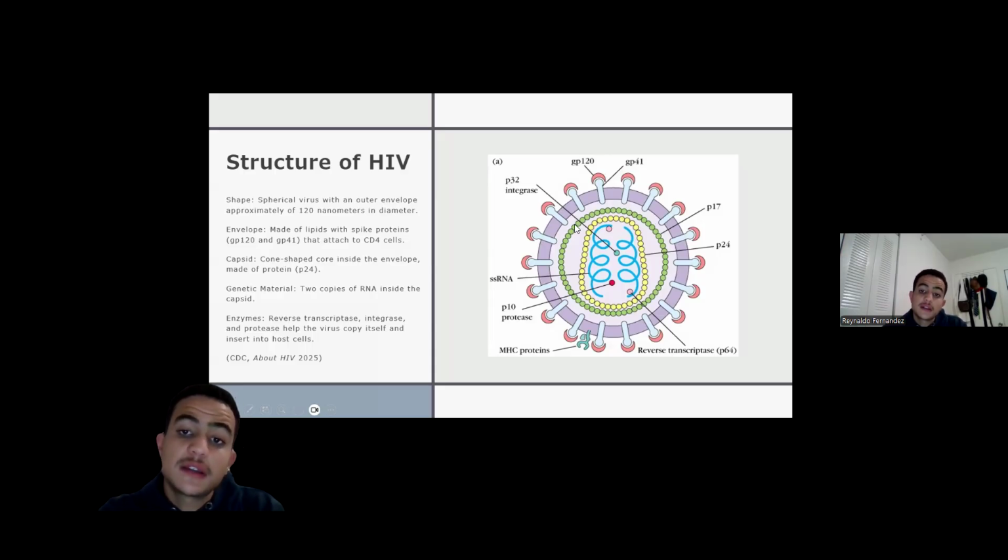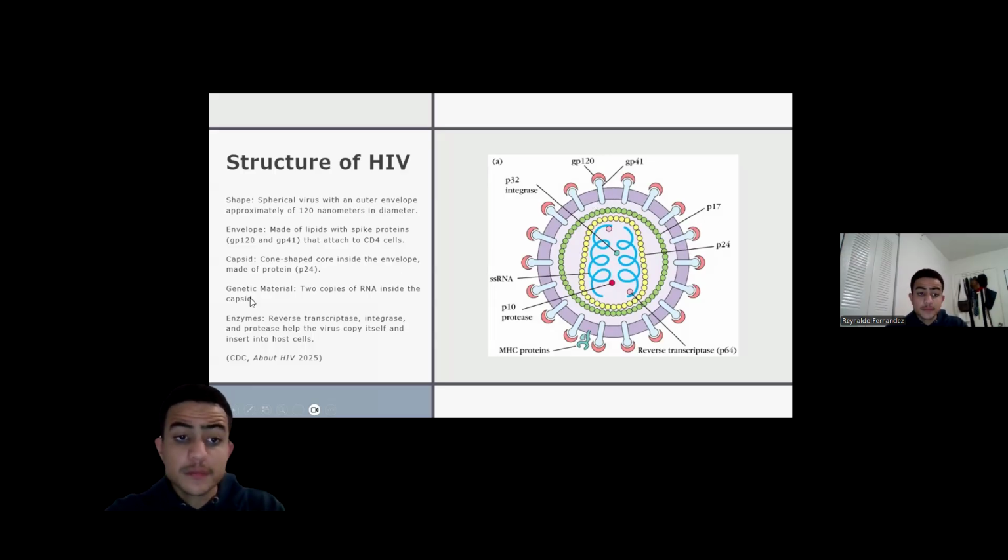And then inside of the outer envelope, we have a capsid that is a cone-shaped core, which is made of P24 protein. But for other types of HIV, it's made of other proteins. It can be P23, P26. It all depends on what strand we're talking about. And this is the most common type of HIV, which is HIV-1, the one responsible for the global pandemic around the world.